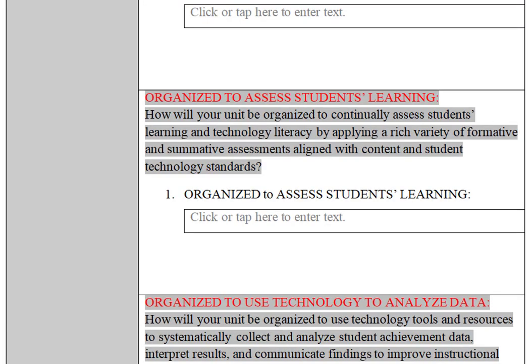You also need to organize your unit to assess student learning. How will your unit be organized to continually assess students' learning and technology literacy by applying a rich variety of formative and summative assessments aligned with content and student technology standards? So, are you making sure that your students are set up to succeed in your unit, and how do you go about doing that?